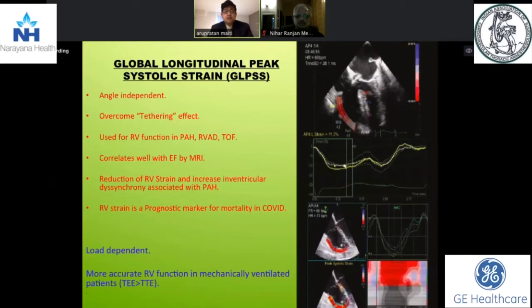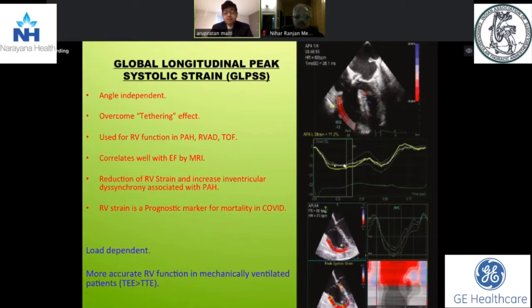Strain can be done either by 2D strain or 3D strain. It is angle independent. It can overcome the tethering effect seen in the S prime measurement. It is used for RV function in pulmonary artery hypertension. RV free wall strain correlates very well with ejection fraction by MRI. Reduction of RV strain and increased intraventricular dyssynchrony are associated with pulmonary arterial hypertension.